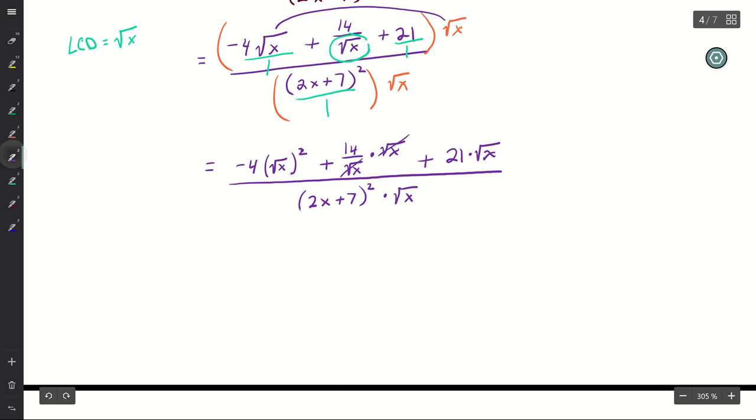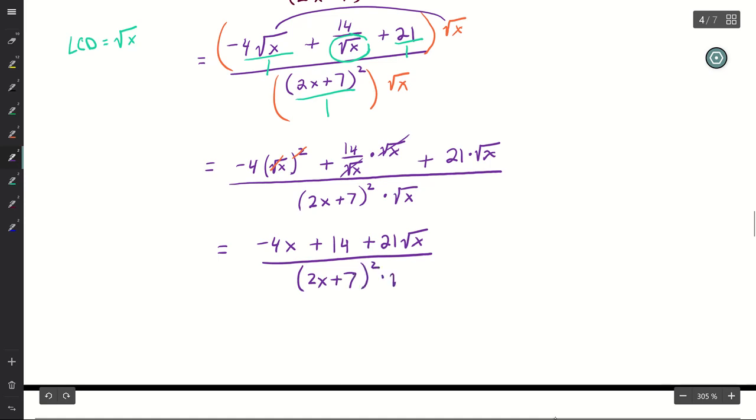All right, from here, let's simplify. When you do negative 4 times square root of x squared, the root and the square cancel out. So we get just negative 4x. We've already seen here that that root of x is going to cancel out, so that's going to leave us 14. And over here, we're going to get just 21 roots of x. And all of this is over the 2x plus 7 all squared times root of x.